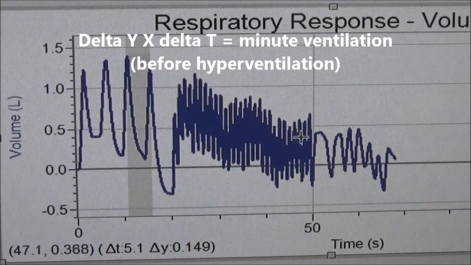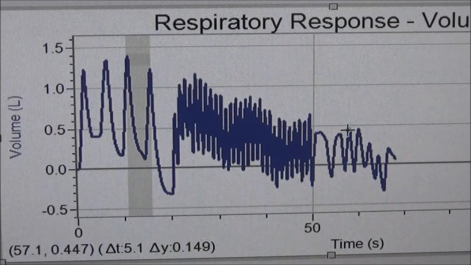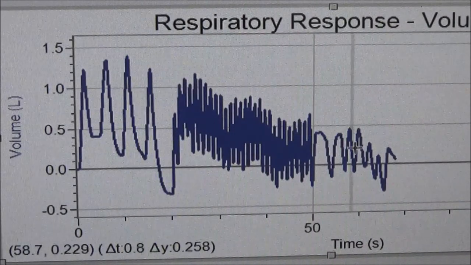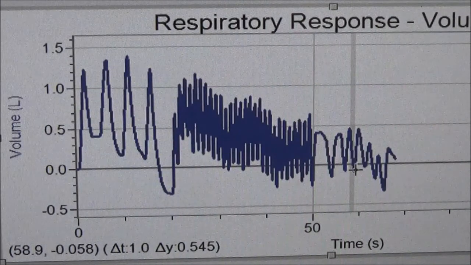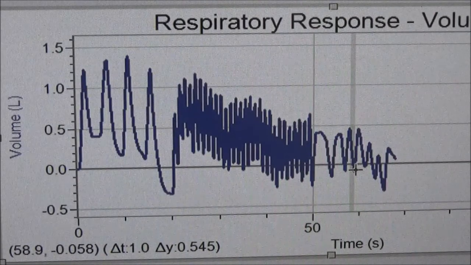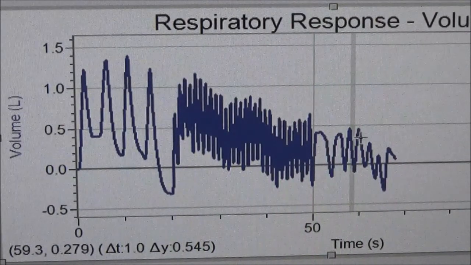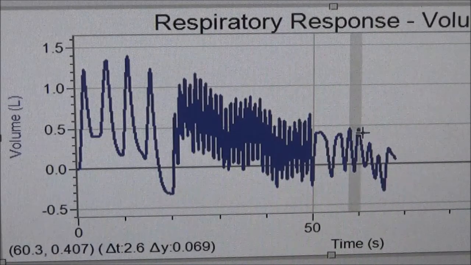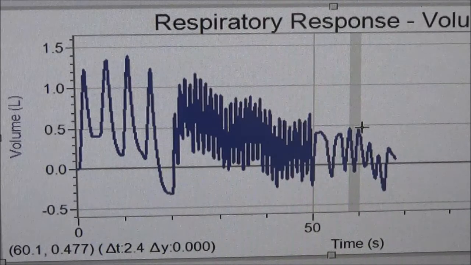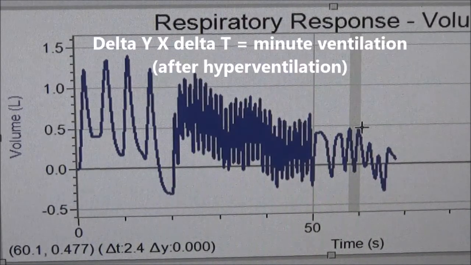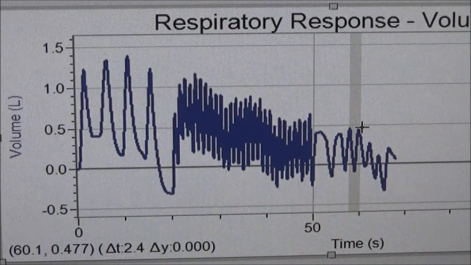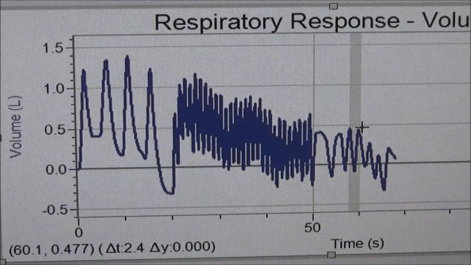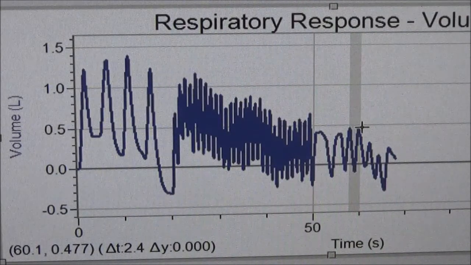Okay, now we go after the respiratory challenge, and I'll go to one of these tidal volumes, and from peak to trough, I'm going to record that delta Y. Write it down. And then to get the respiratory rate, I'm going to go from peak to a neighboring peak and record the delta T. Okay, write that down. Now if you multiply those two numbers again, you'll get your minute ventilation after. So we want to know what happened to minute ventilation. And you're going to have to answer that and explain the physiology of why that happened.